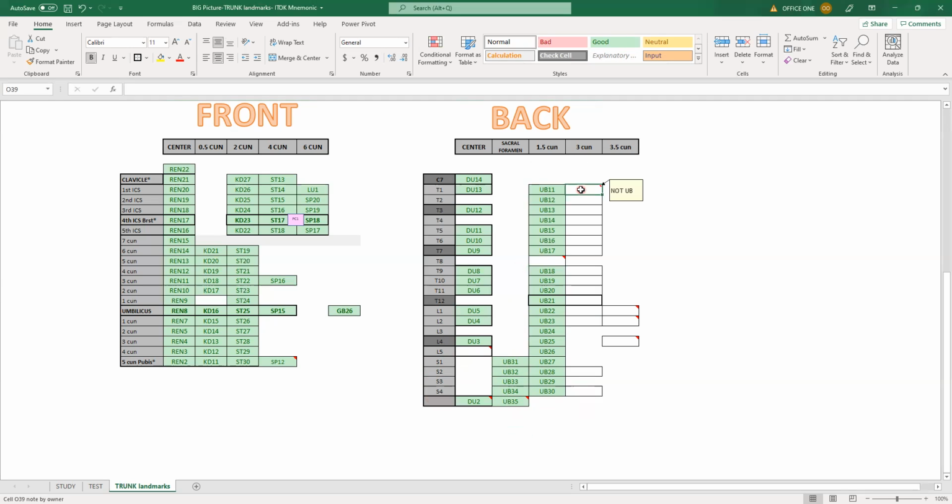So we start here. It's important to remember that the first one is not on the UB channel, but it's going to be on the third line lateral to the midline. And at the level of T1, we have SI14. So this is a special number.